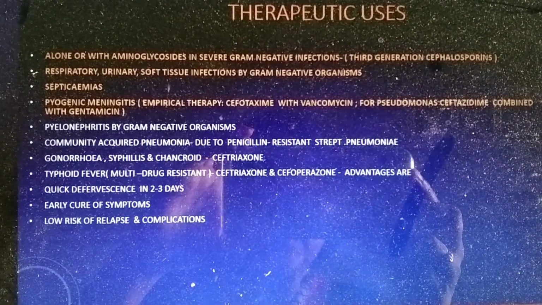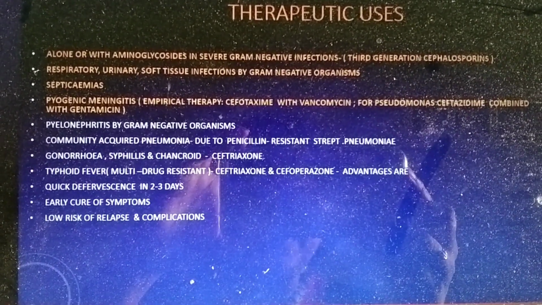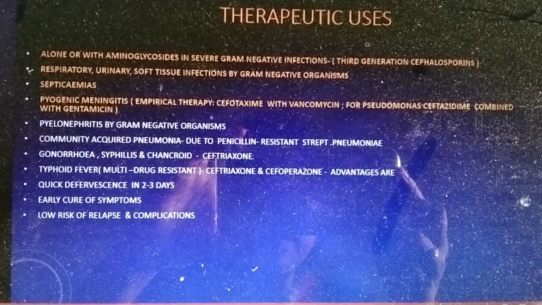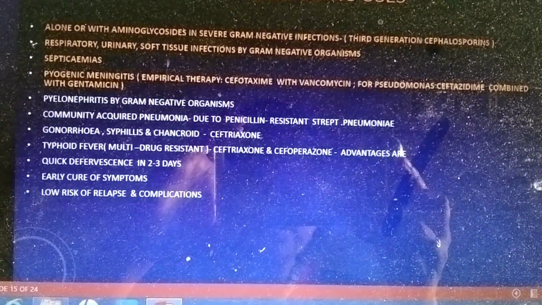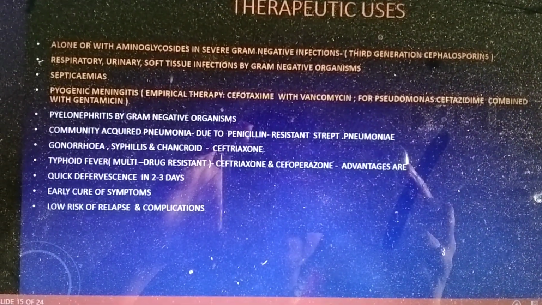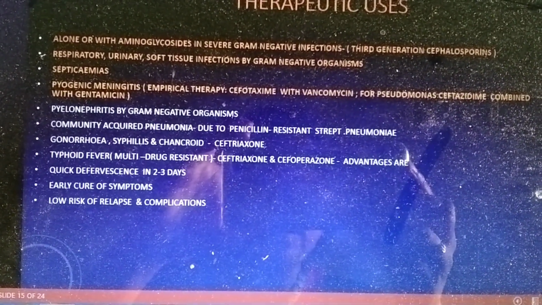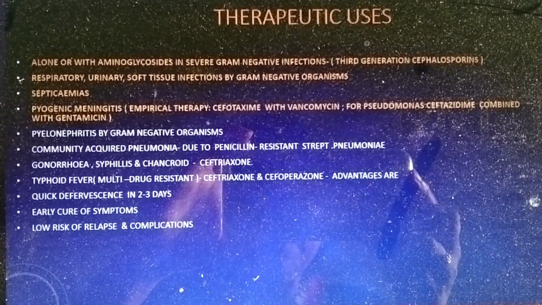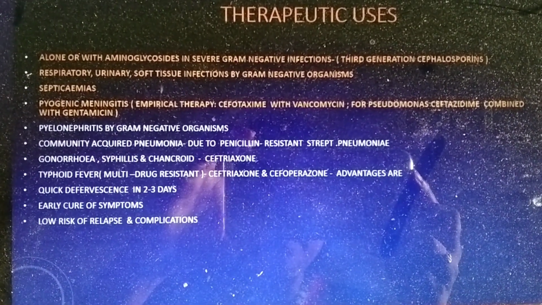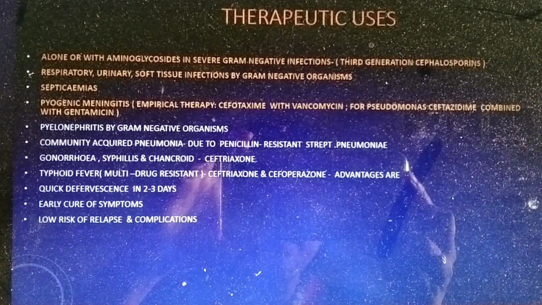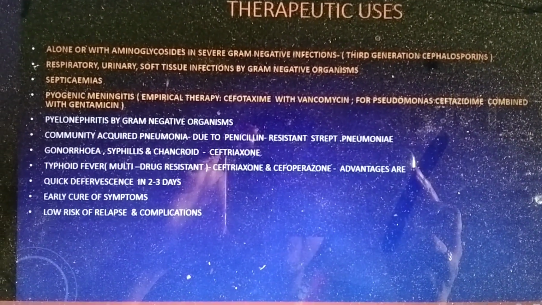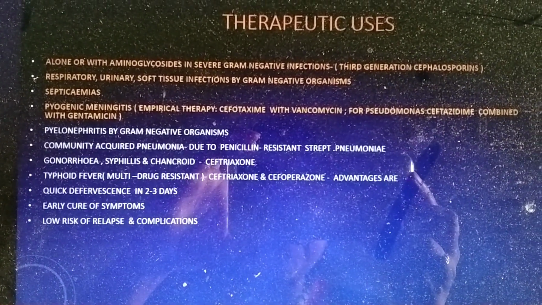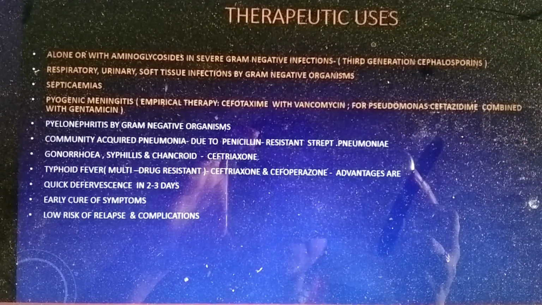Then in pyelonephritis due to gram-negative organisms, these drugs can be used. Community acquired pneumonia caused by penicillin resistant Streptococcus pneumoniae, here you can use them. Then gonorrhea, syphilis and chancroid caused by penicillinase producing organisms, ceftriaxone can be given. Then typhoid fever, multi-drug resistant typhoid fever. Here you can give the third generation cephalosporins, these are ceftriaxone and cefoperazone.